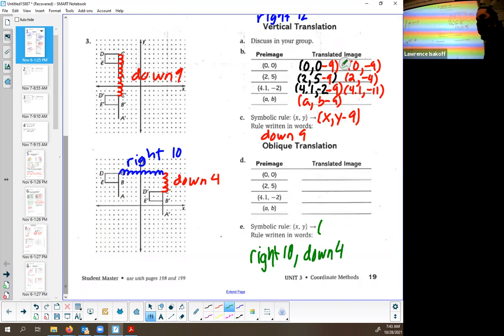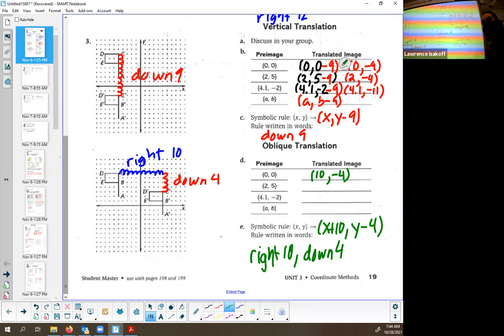What would my symbolic rule be here? What do I need to do to X if I'm going right 10? Good, X plus 10. Thank you both for getting that. What about the Y? Y minus 4 because I'm using downward movement, so that's minus. So that's what I'm going to do to each of these. I'm going to do 0 plus 10, Y minus 4. Since that's going to take more space to write, I'm just going to do it. What's 0 plus 10? What's 0 minus 4? So 10, negative 4 would be that new point.